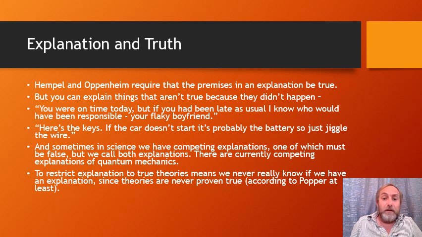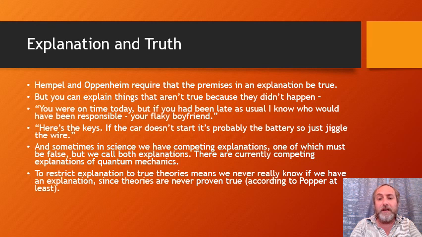So something like, oh, yeah, well, you were on time for once today, but if you had been late as usual, I know who would have been responsible. It would have been your flaky boyfriend, right? It's always him. He's got some reason to hold you up. Or you might say, someone's borrowing your car. You say, okay, here's the keys. If the car doesn't start, it's probably the battery, so just jiggle the wire, right? And let's say it does start and it's not an issue. But nonetheless, these are good explanations, right? I can explain that if the car doesn't start, I have a good idea of why that might be, right?